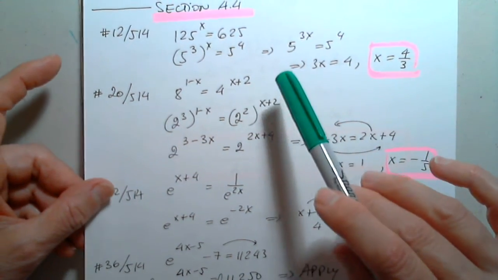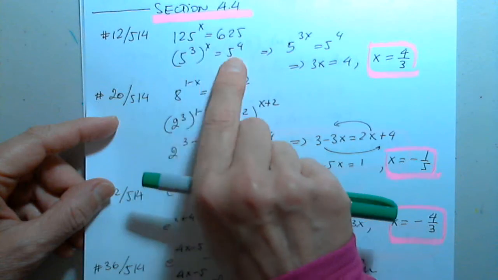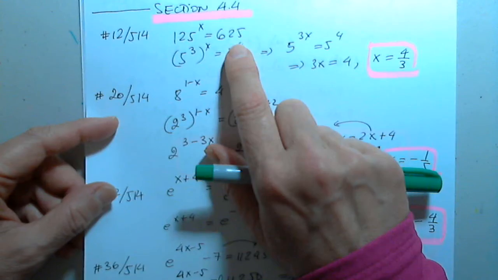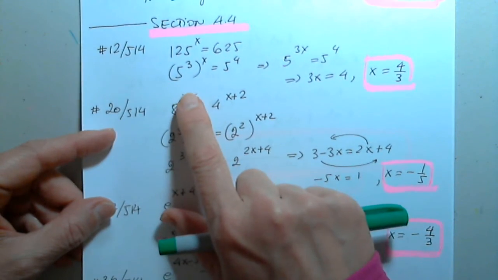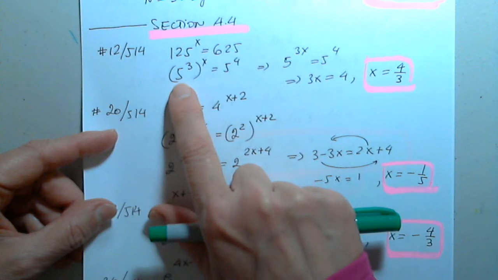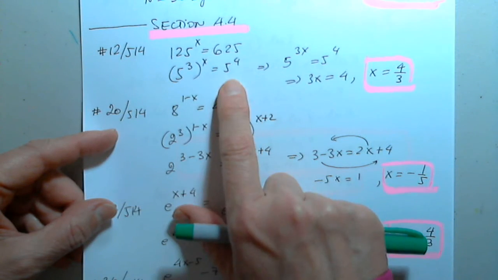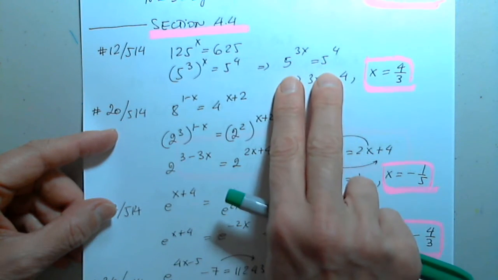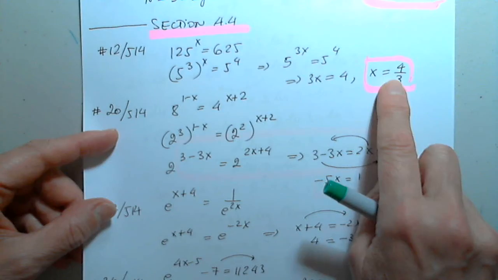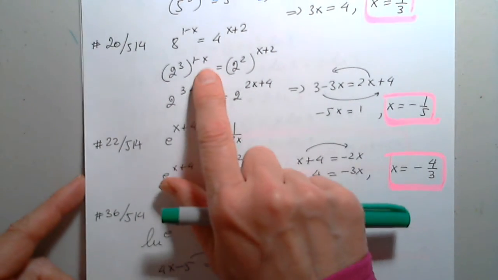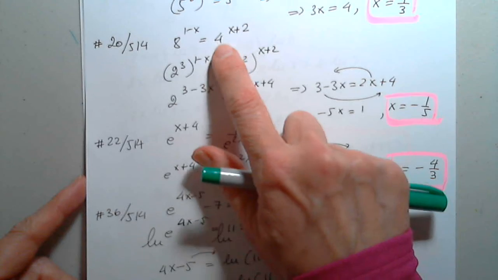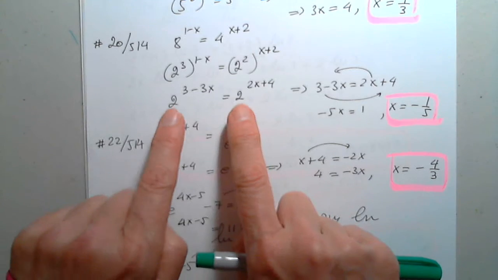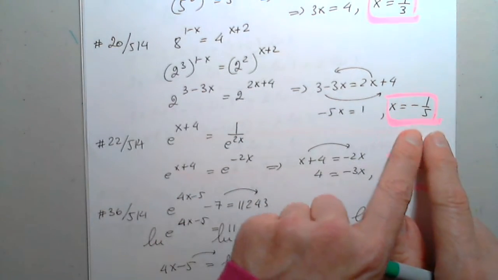Exponential and logarithmic equations. Here I change, if both sides can be presented with the same base, we should always do that. So 125 is 5 to the third, 625 is 5 to the fourth. Copy the base, multiply the exponents. And again, same base, so the exponents have to be the same. Same thing here, change 8 into 2 to the third, change 4 into 2 squared. Copy the base, multiply the exponents, copy the base, multiply the exponents, same base, same exponents, and get that.